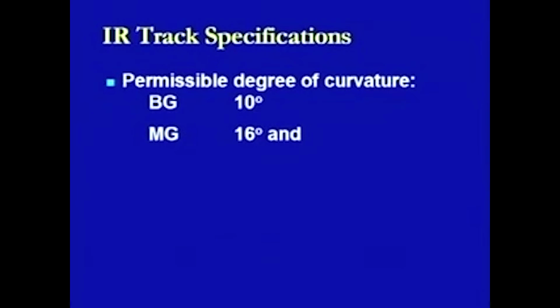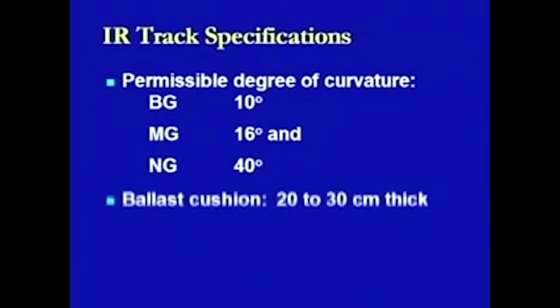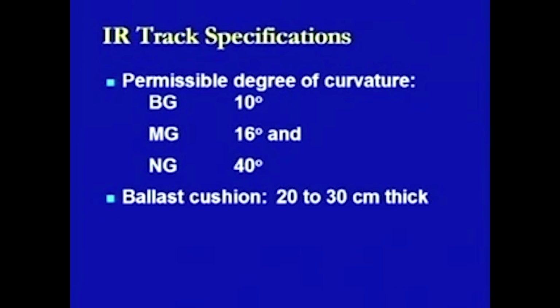In the case of the meter gauge, it is 16 degrees, and in the case of the narrow gauge, it is 40 degrees. So these are permissible values which need to be provided for the Indian Railway tracks. In the case of the ballast cushion, as we have seen previously, it varies from 20 to 30 centimeter thickness, that is 200 to 300 mm thickness, as we have seen in the previous slides.